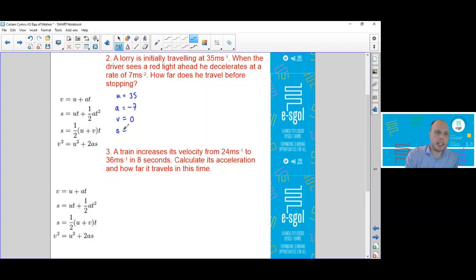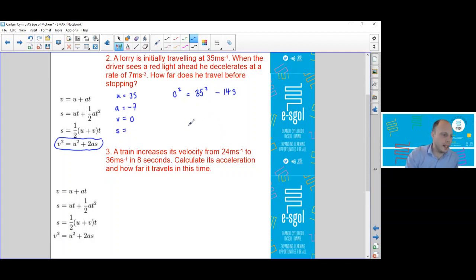We'll talk about the difference between displacement and distance later on. So we're finding S, and because we haven't got T, we're going to have to use this fourth equation of motion down here. So V squared, that's 0 squared, equals U squared, that's 35 squared, plus 2AS. Now, the 2A part is going to be minus 14, so it's not plus 2AS at all. It's minus 14 and then S on the end. The plus in the equation has actually been changed to a negative because our acceleration is negative.